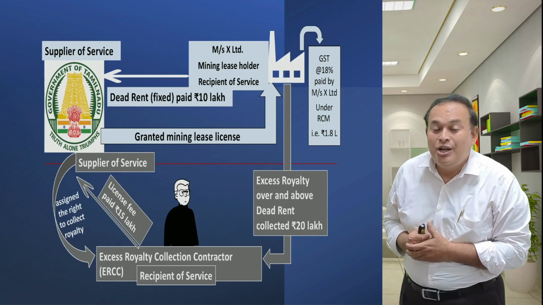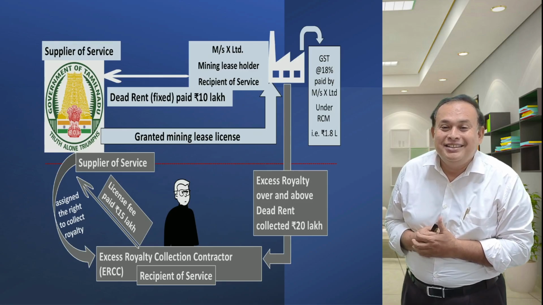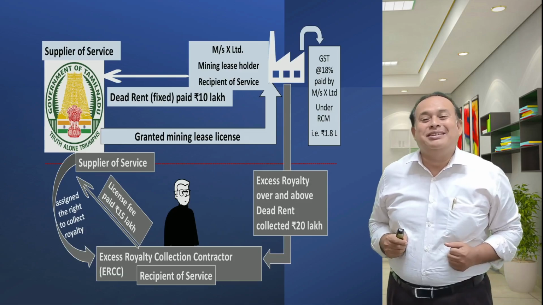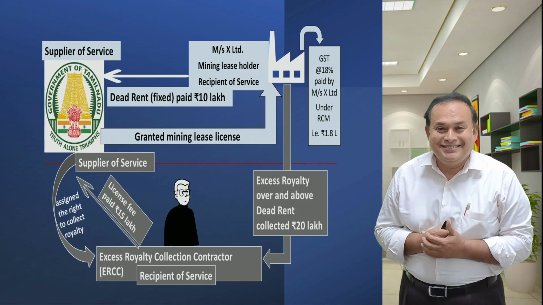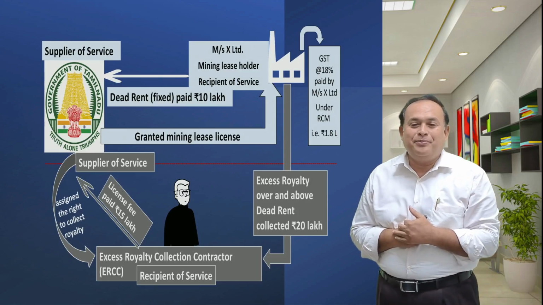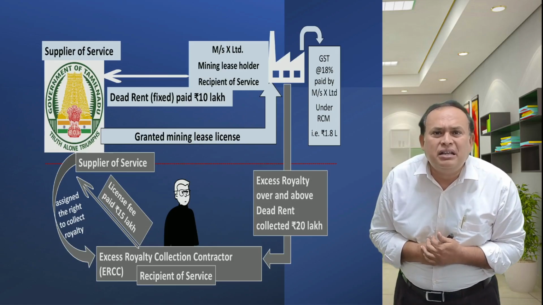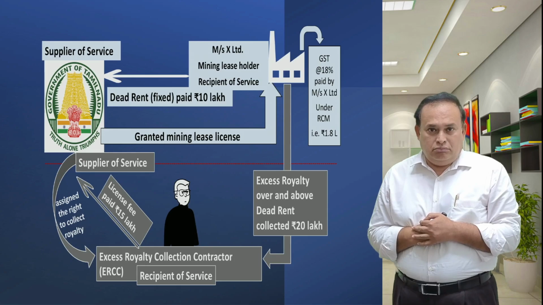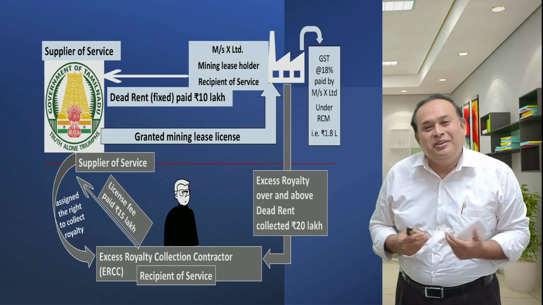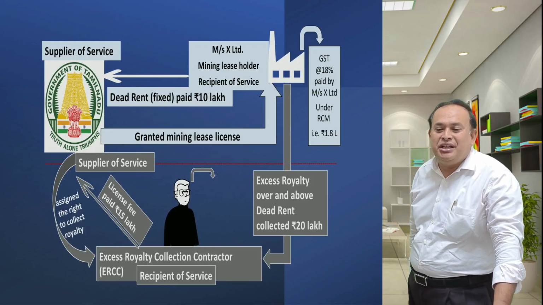Tell me please, who is the supplier of service for 20 lakhs? The royalty collection contractor, you can say ERCC, is the supplier, sir. Excellent. Recipient of service is the mining company, X Limited. Very good, excellent. Now, on 20 lakhs, does GST liability arise or not? Forward charge or reverse charge? Forward charge, excellent. This fellow, ERCC, pays the GST on 20 lakhs.